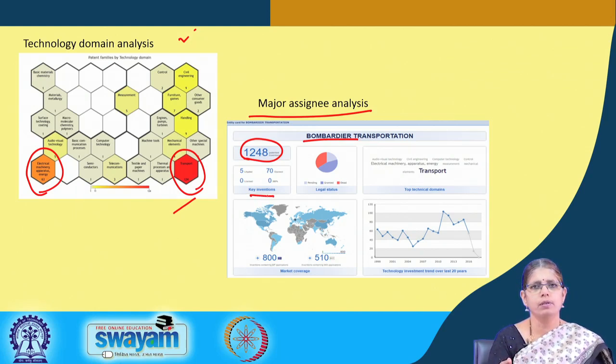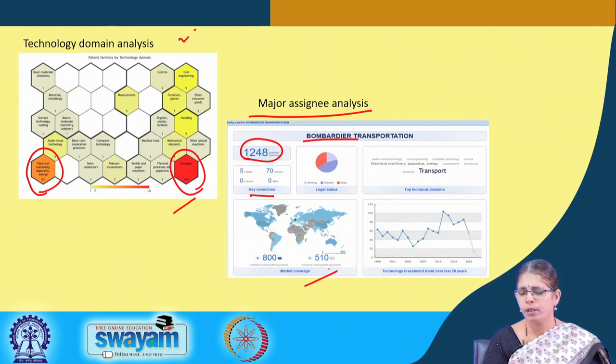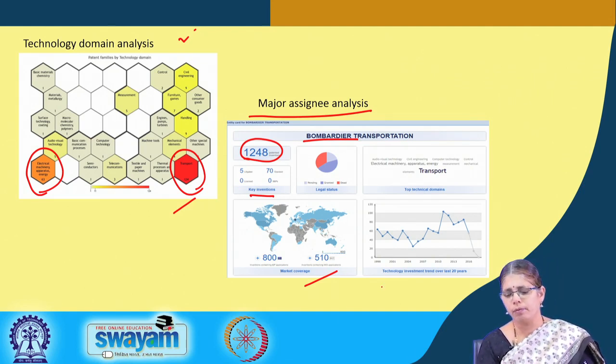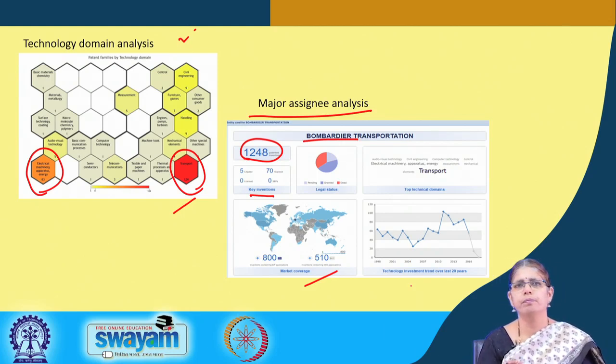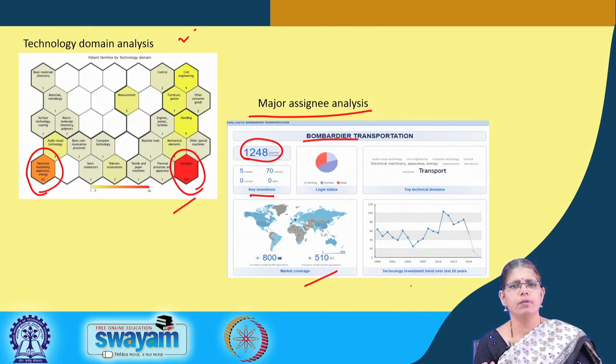What is the legal status of the patents? Where are the different geographies or the market coverage in relation to that particular area represented, and what sort of technology investment is there over a period of 20 years? So, what is the unique aspect that we are actually looking at here? Here we have simultaneous representation of different sets of information on the same block. So, this provides for easier interpretation of the data.